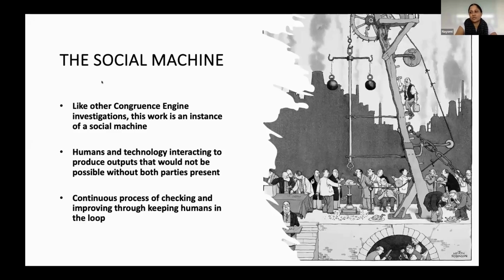The second foundational component I want to discuss is the concept of the social machine, because it features in the way that all Congruence Engine investigations work. Like this illustration by Heath Robinson of a machine that's supposedly for testing artificial teeth, a social machine requires input from both humans and mechanisms, and in our case, the mechanisms are digital. Unlike a Heath Robinson machine, none of our work is unnecessarily complicated and without practical use.